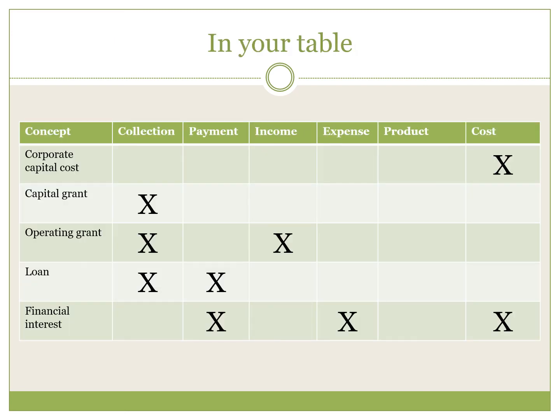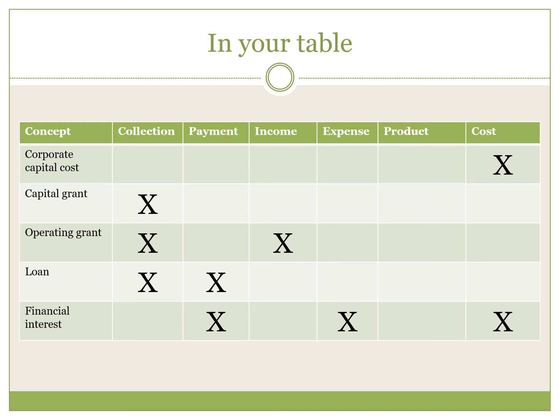Let's see all these concepts in the table. The first thing is the corporate capital cost. Remember, this is an opportunity cost. Since it's an opportunity cost, it's just a cost. You don't need to ask any other question, okay? Remember, corporate capital cost, it's an opportunity cost, only a cost. Then we have grants, and there are two kinds of grants. We have capital grants and operating grants. Capital grants are just a collection. When the company receives the money, you just place that money in collections.